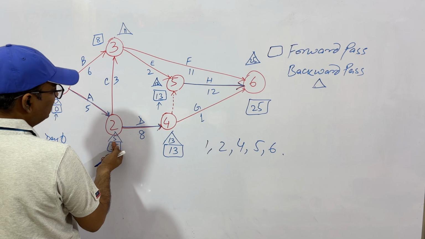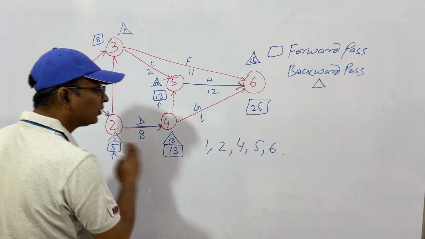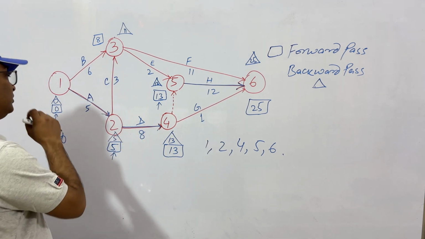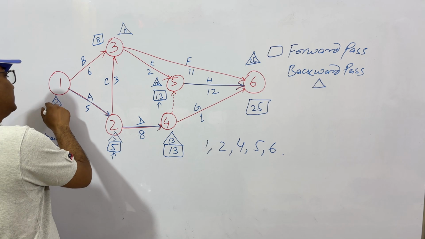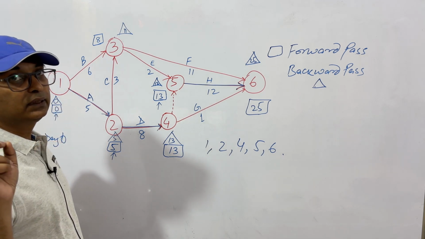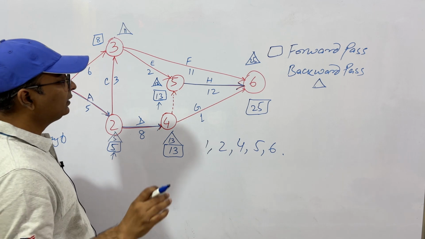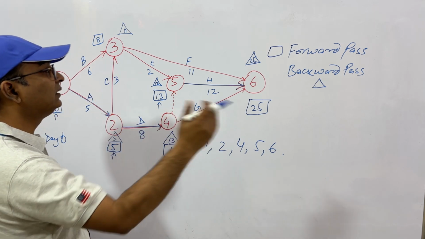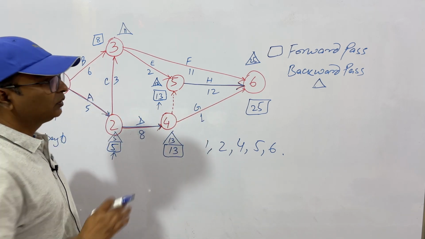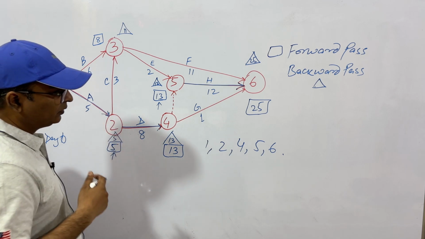By 5th of this, A has to be completed. That is, in forward pass, we determine the start date of every activity, and in backward pass, we fix the last date of completion of every activity. So this is just a way to analyze it.